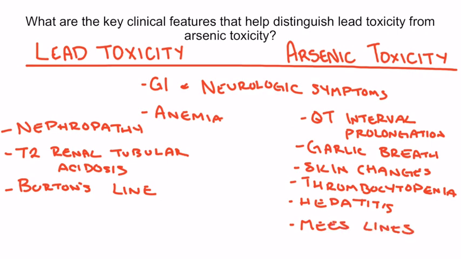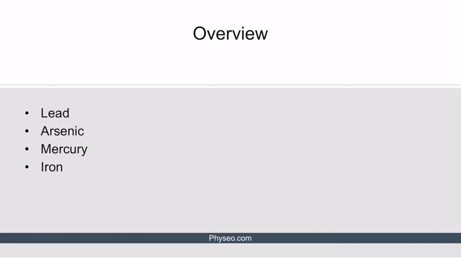Knowing these key differences, along with key risk factors for each type of toxicity, will help you confidently distinguish lead poisoning from arsenic poisoning on the test. Let's move on to mercury toxicity.